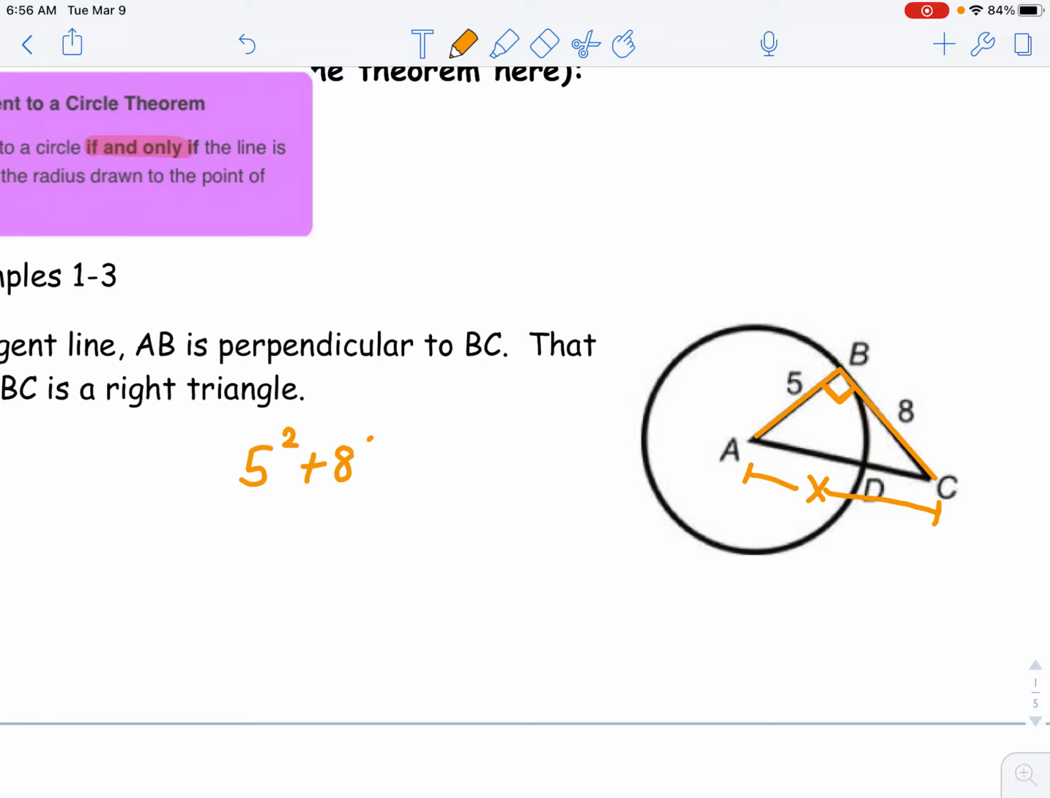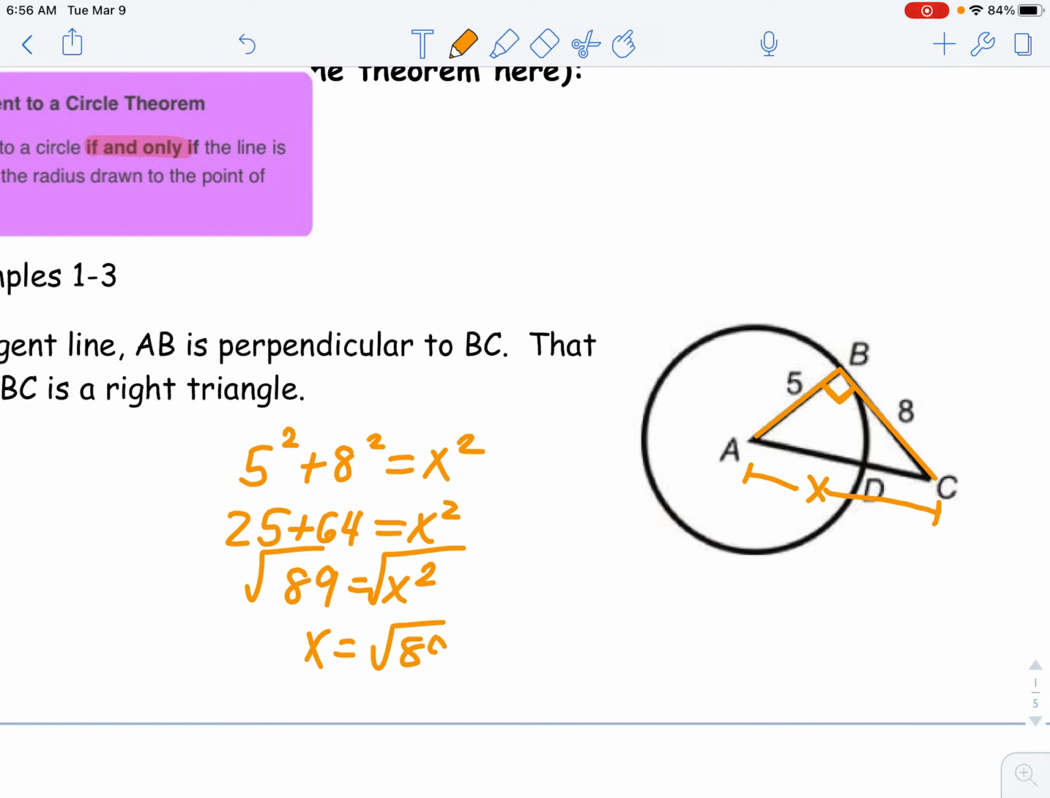So we're going to do 5 squared plus 8 squared equals x squared. 25 plus 64 equals x squared. Again, just using the Pythagorean theorem because we have this right triangle. So x equals the square root of 89. But realize, all we want is DC right here. AD, this length right here, is also a radius. AD is a radius, AB is a radius, so this is 5.